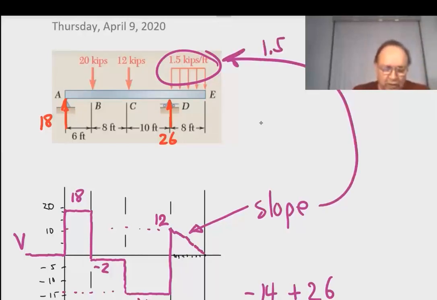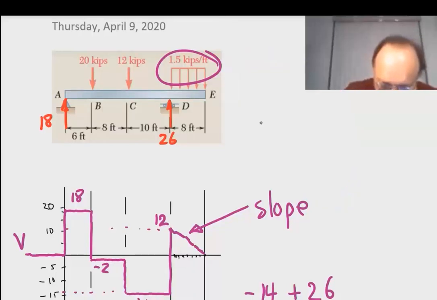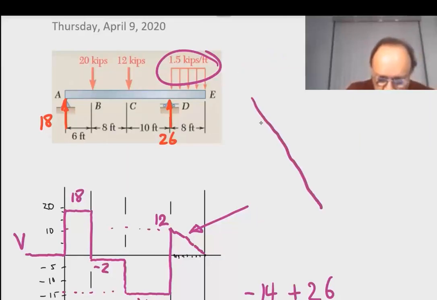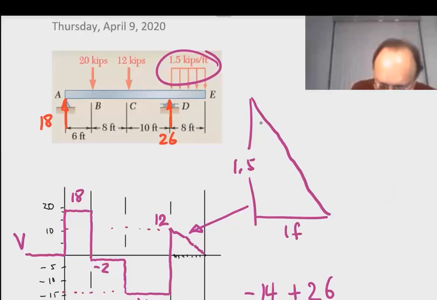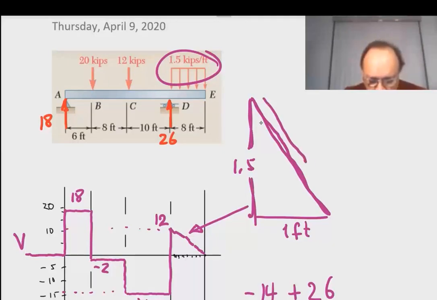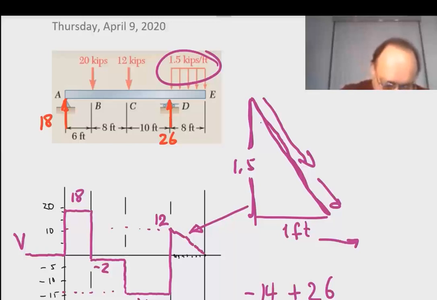But that concept of the slope here maybe makes things more confusing. I don't like to do that, but that's what it is. It's just that you go down at a rate of 1.5 for every foot that you move horizontally. So you go down like this, 1.5 as you move to the right one foot. And the rate is constant, so it would be a straight line like this.